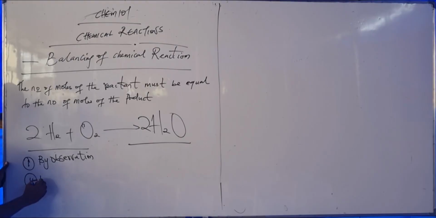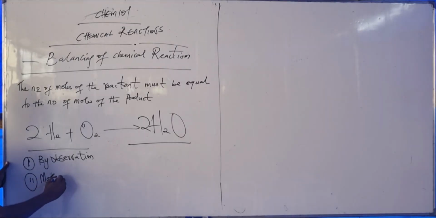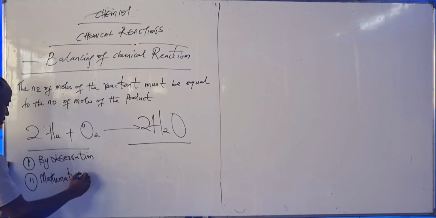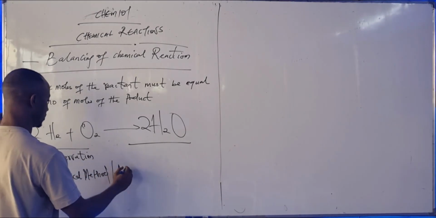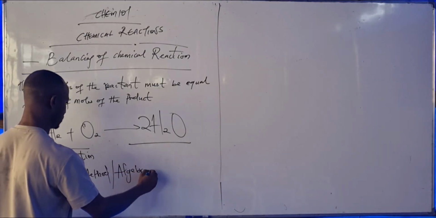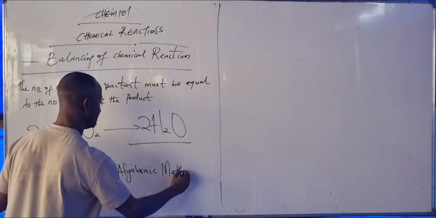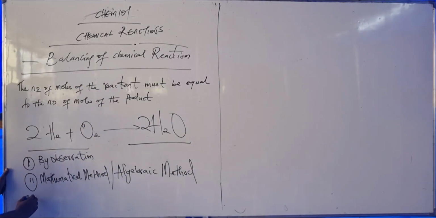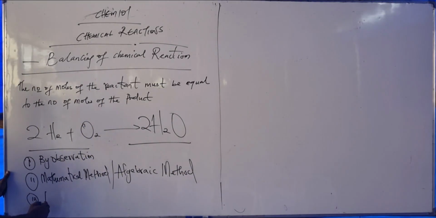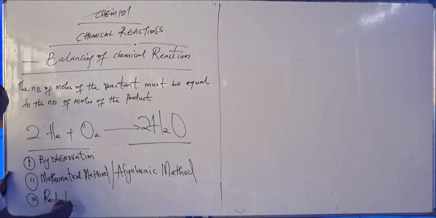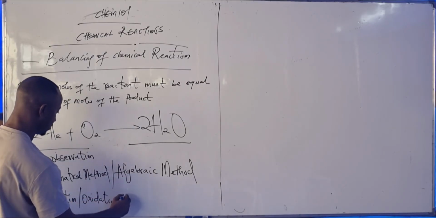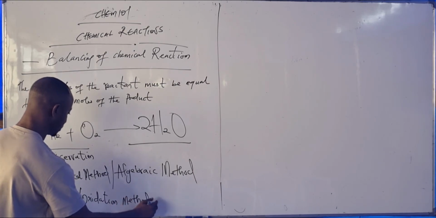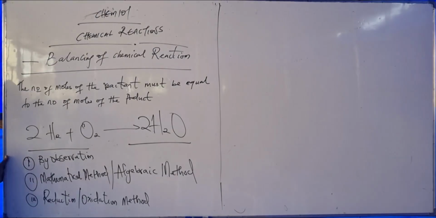Number 2, by mathematical method, or algebraic method. Number 3, we have the reduction and oxidation method. Reduction and oxidation method.